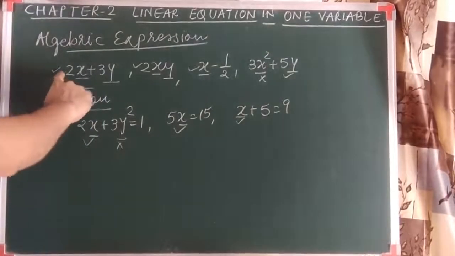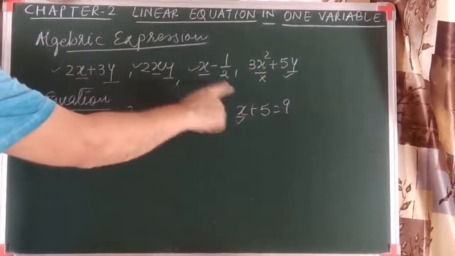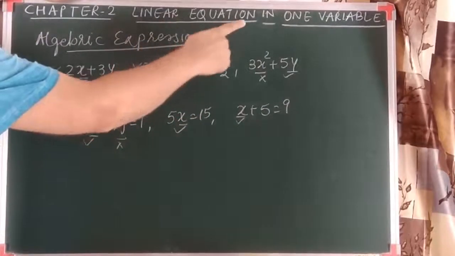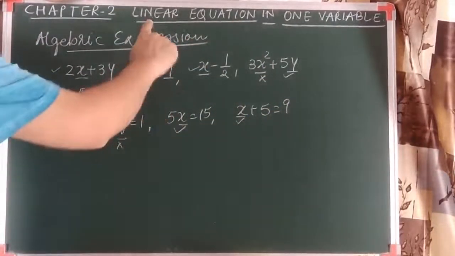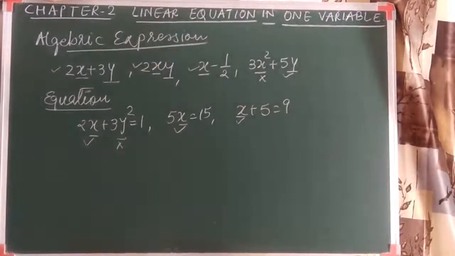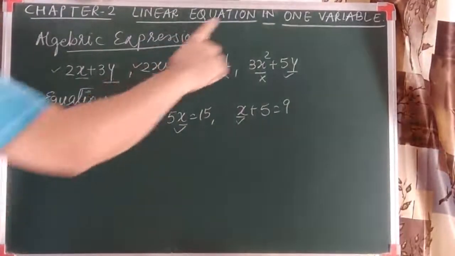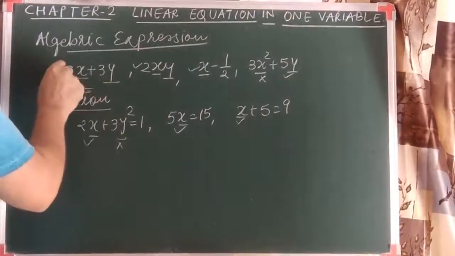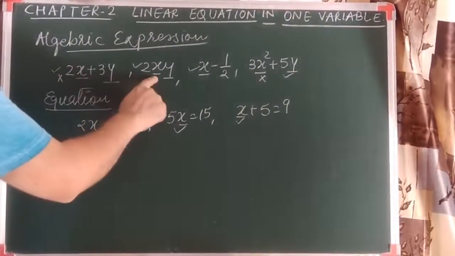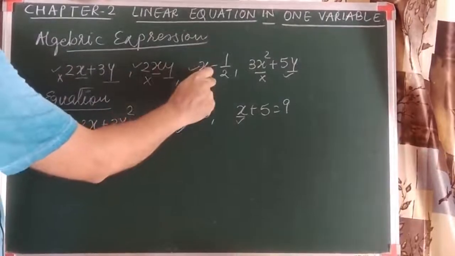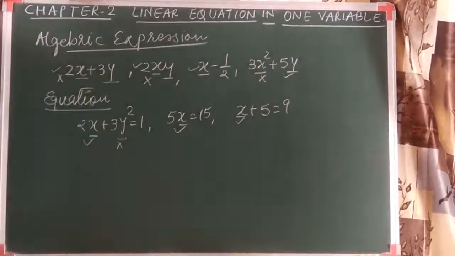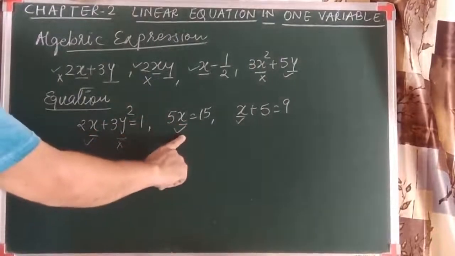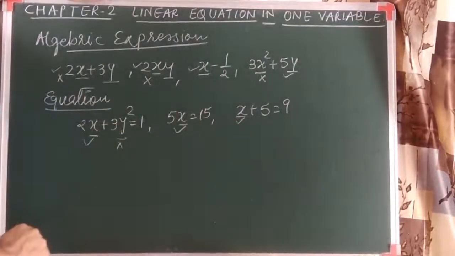So the ones I have marked with the correct sign are linear equations, but they won't be considered as linear equation in one variable. We are talking about the linear equation in one variable. Here we have two variables x and y, so this won't be our answer. This again has two variables. This has one variable. This one is not linear. Yes, this has only one variable. So here the title is linear equation in one variable.